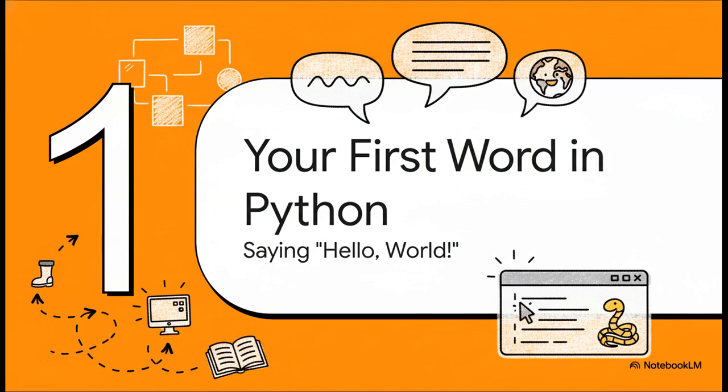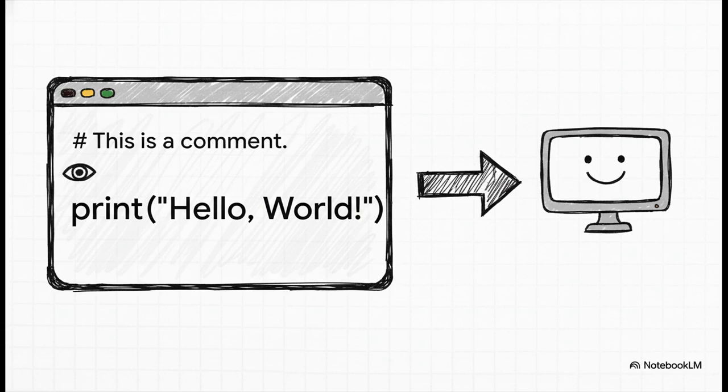Every great journey starts with a single step. And in the world of programming, that first step is almost always saying, "Hello, world." Check this out. This single line of code is a complete Python program. We're using the print function, which is basically just telling Python to say something, and we're giving it the text "Hello World" to say. Oh, and that line above it, starting with a hashtag, that's just a comment for us humans to read. Python completely ignores it.